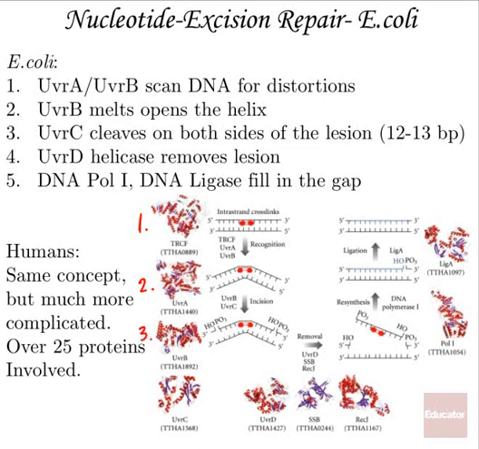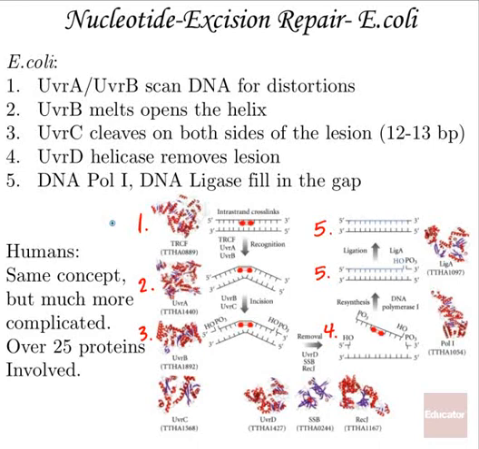Next, UvrD helicase will remove the lesion. So this is 4. And then DNA polymerase 1 will fill in the gap, and then DNA ligase will seal that nick. So this is also as I've written it, number 5. So it's a fairly simple concept, but a very important part, very important for the proper maintenance of the genome.